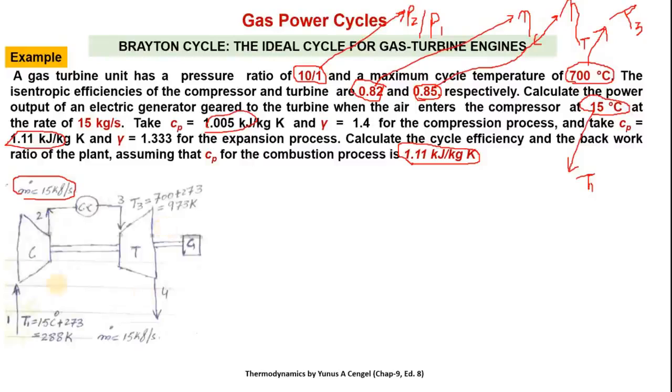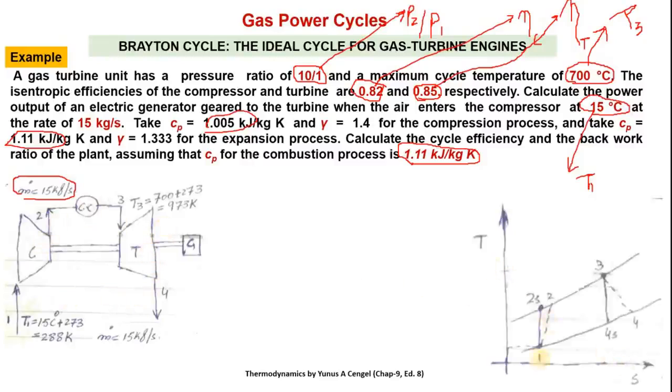Now we can show the same process of the schematic on a TS diagram also. So 1 to 2s is the isentropic compression, 1 to 2 is actual compression, 2 to 3 is isobaric or constant pressure heating in the combustion chamber, then 3 to 4s is isentropic expansion in the turbine, and 3 to 4 represents the actual expansion in the turbine.